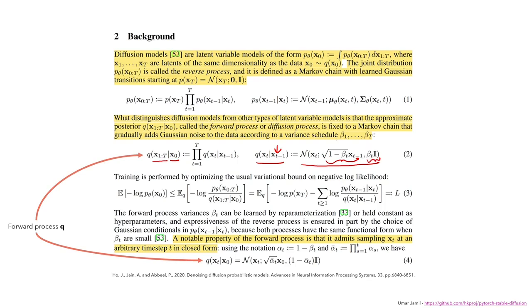This beta parameter here is decided by us, and it means how much noise we want to add at every step of this noisification process. This is also known as the Markov chain of noisification, because each variable is conditioned on the previous one. So to get xt, we need to have xt minus 1.